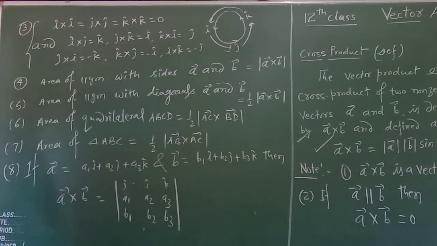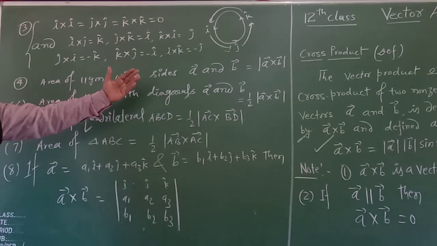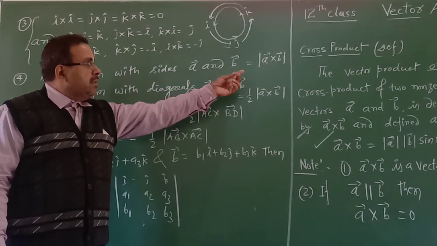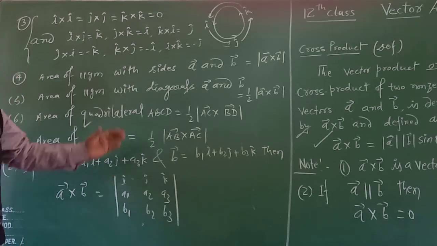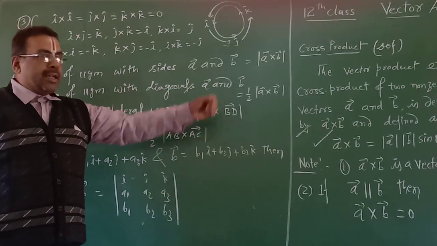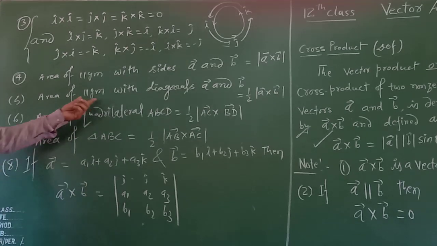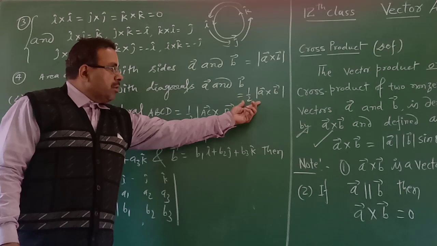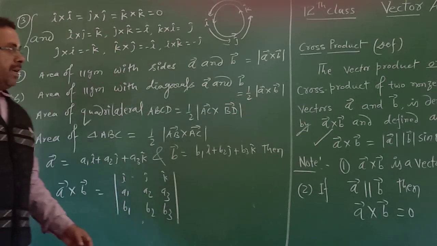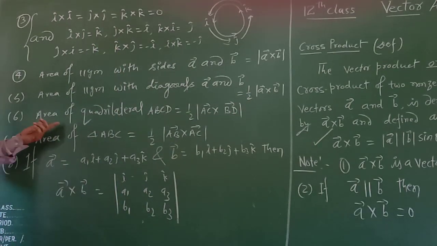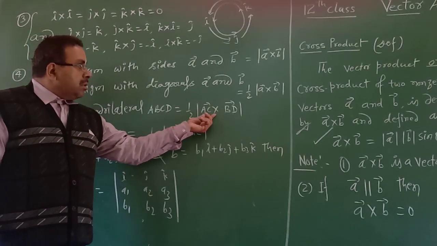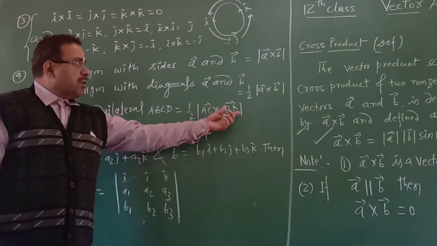So see, in this way the area of a parallelogram with sides A and B. यदि आपको पैरेलोग्राम का एरिया फाइंड करना है, if sides A and B are given, then the formula for this area we will find as the magnitude of A cross B. And if the diagonals of the parallelogram are vector A and vector B, then it will be equal to 1/2 magnitude of vector A cross vector B. And area of quadrilateral ABCD is also equal to 1/2 the magnitude of the cross product of their diagonals.